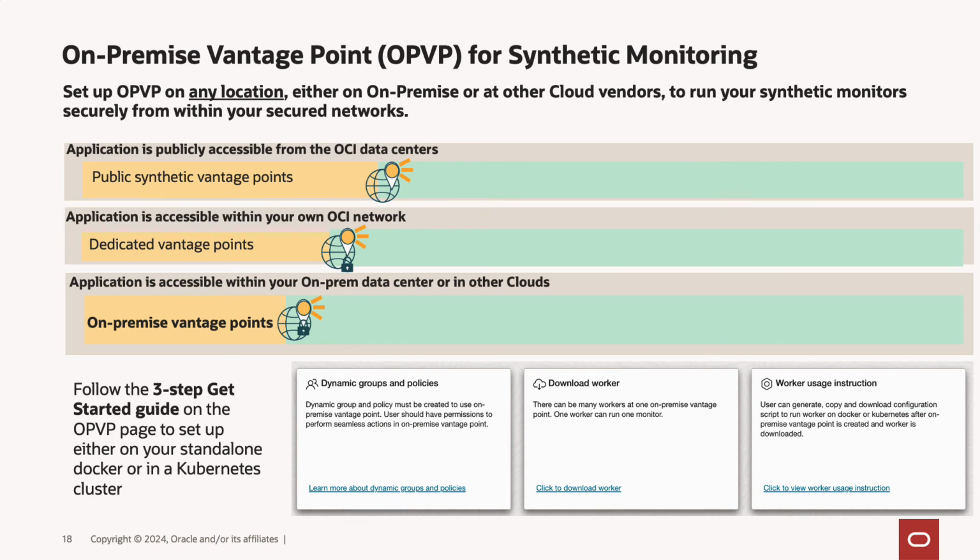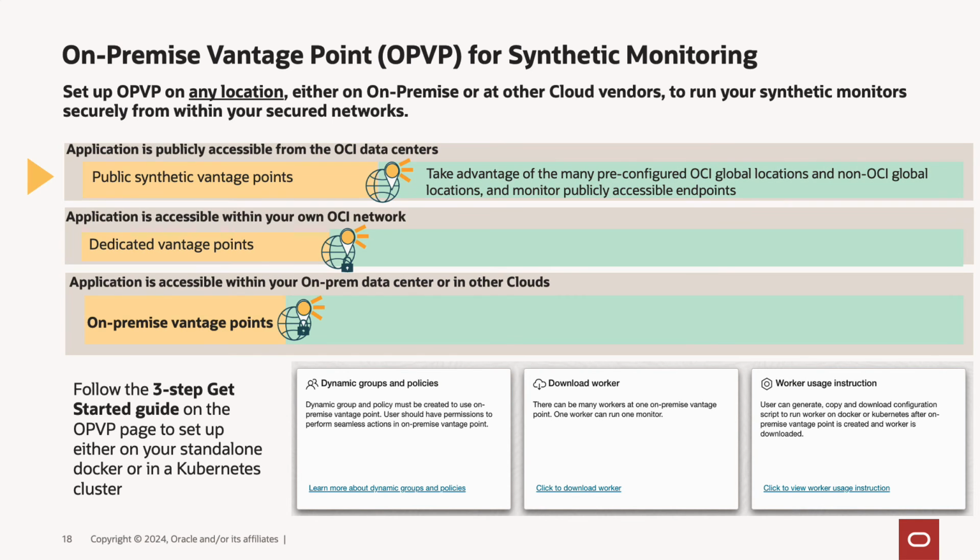As for the area of synthetic monitoring, recently we released On-Premise Vantage Point, or OPVP, which is a new type of vantage point that can be deployed in any location, whether that is on-premise or in other public cloud environments. This is a new addition to the existing vantage point options we already have. Let me recap on their benefits and compare the difference among them.